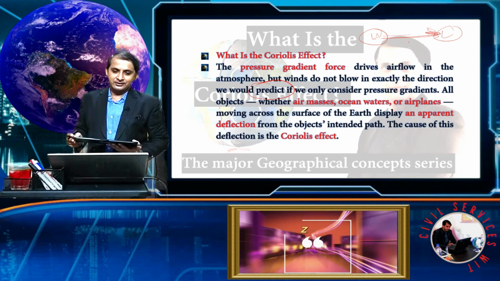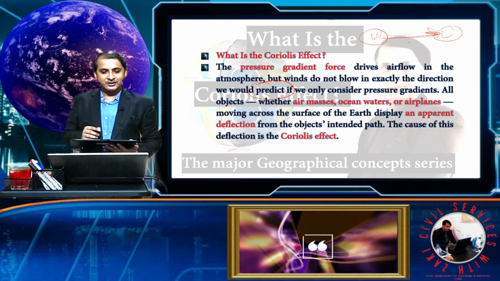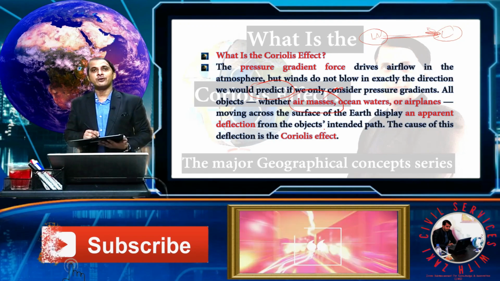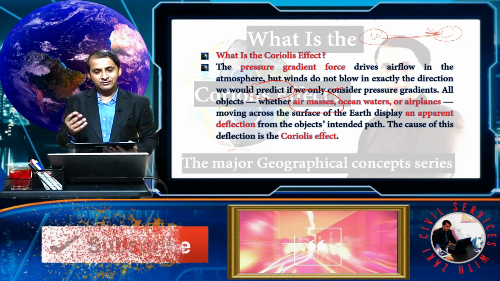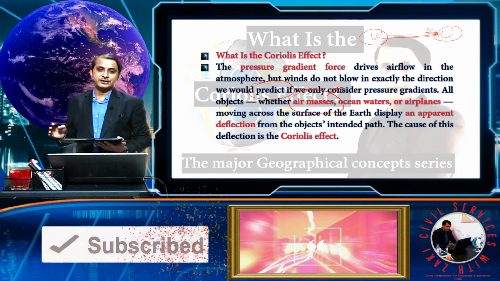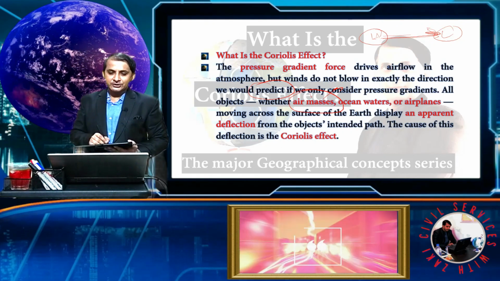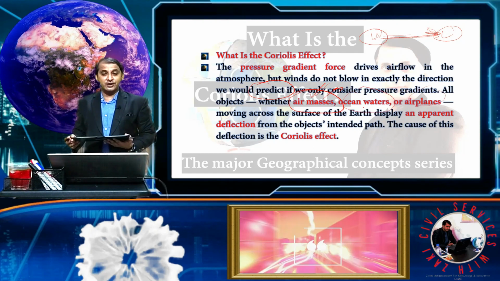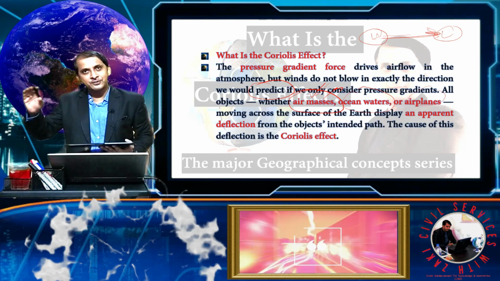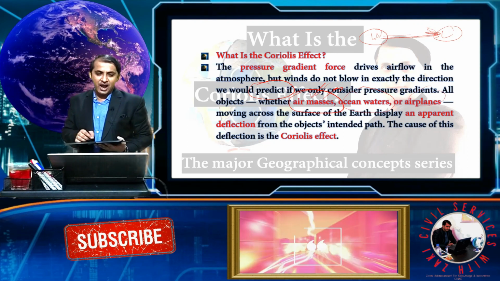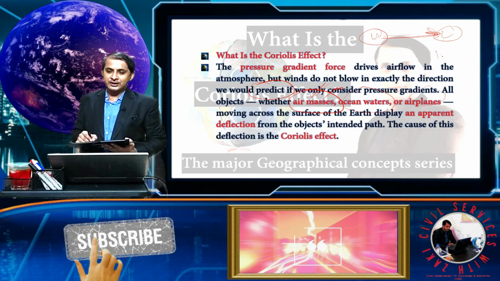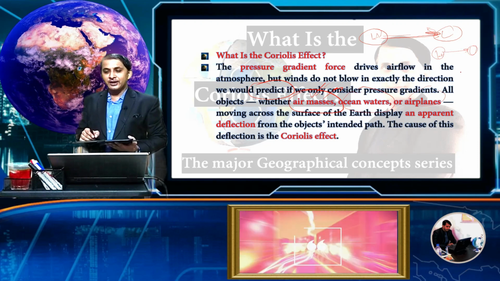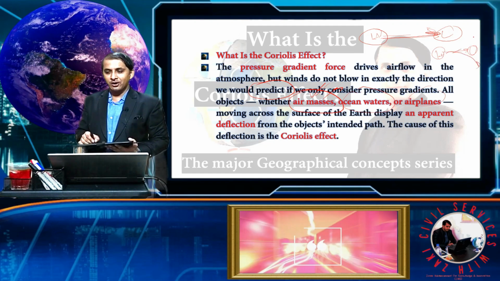So all objects, whether it is an air mass, we also provided a video on the air mass, what is an air mass, cold air mass, warm air mass, etc. In fact air mass, ocean water, an aeroplane or any moving object across the surface of the earth displays an apparent deflection. So if you see here high pressure, here low pressure, they don't go directly, they deflect like this or this.